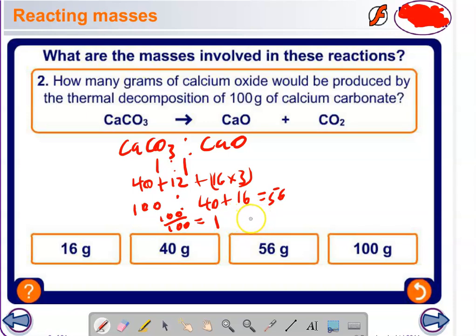Now, what mass will you get? Mass equals the number of moles times relative formula mass. What is the relative formula mass of calcium oxide? We've already worked it out to be 56. So multiply that by 1, and that should give you 56. And so the answer is 56. Okay.